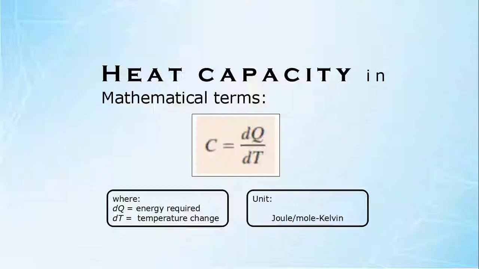Ang heat capacity ay isang property na kung saan sinasabi niya na ang isang material ay merong abilidad na mag-absorb ng heat mula sa external surrounding niya. In mathematical terms, the heat capacity, denoted as capital C, is expressed as the energy required all over temperature change. Ordinarily, heat capacity is specified per mole of material. Its unit is joules per mole Kelvin.